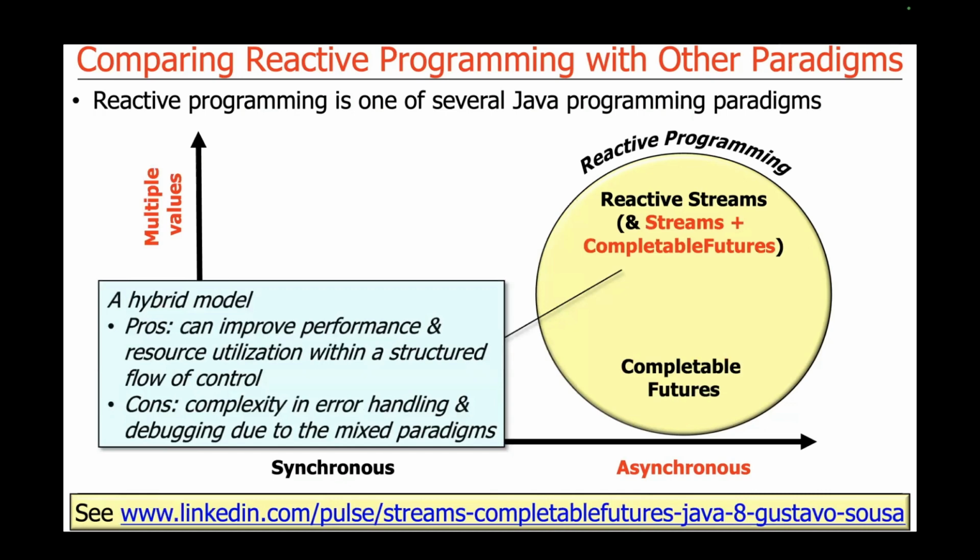Now, there's also a hybrid model that combines Java streams, especially Java sequential streams, with the Java completable futures framework. And this hybrid model starts really getting us into the zone, the quadrant of reactive programming, sort of as it's intended to be used, where you've got asynchronous operations that are streamed. The good part is you can improve performance because we're using completable futures, and you can also have a nice structured flow of control because we're using sequential streams.